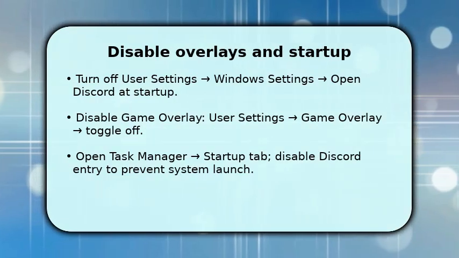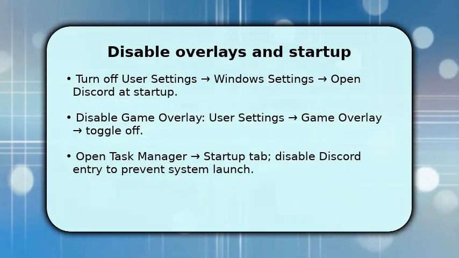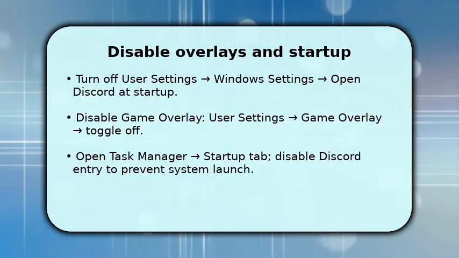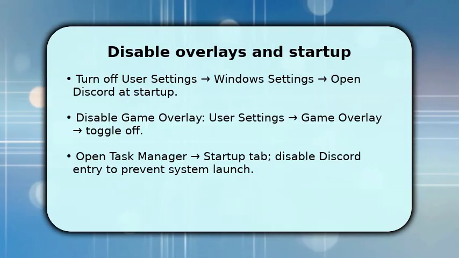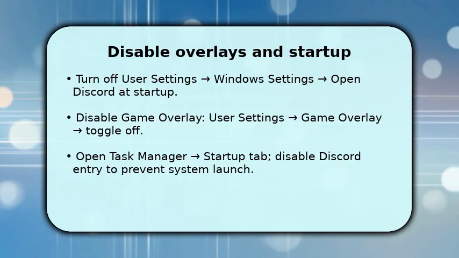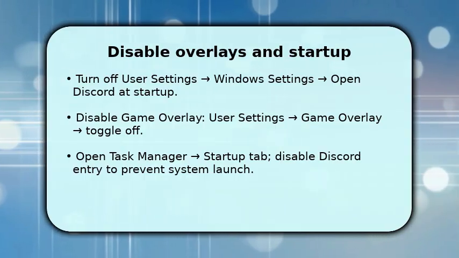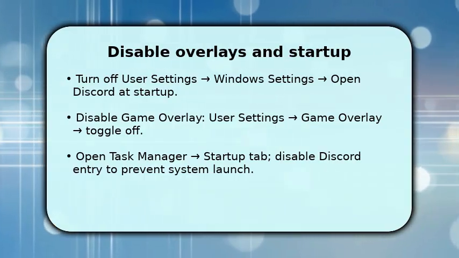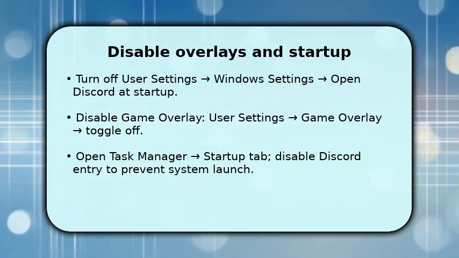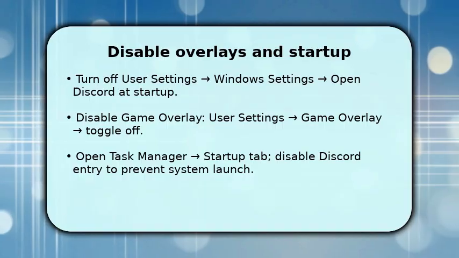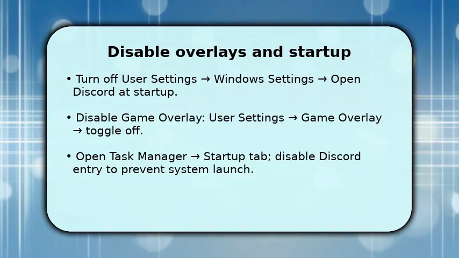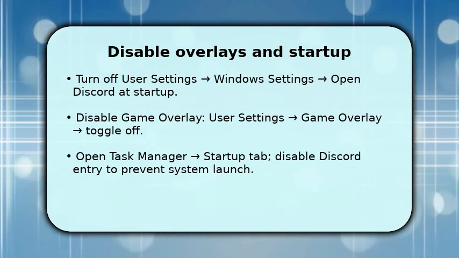Now you'll stop Discord from popping up during games or at login. First, in User Settings, disable the Startup toggle so Discord won't launch with your OS. Then go to User Settings, then Game Overlay, and turn the overlay off. That prevents in-game pop-ups and overlays. After that, open Task Manager, then Startup, or Mac OS login items, and disable the Discord entry so the OS won't relaunch it automatically. Once those three toggles are off, Discord should remain closed unless you open it manually.